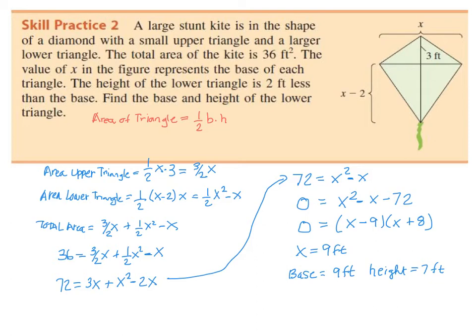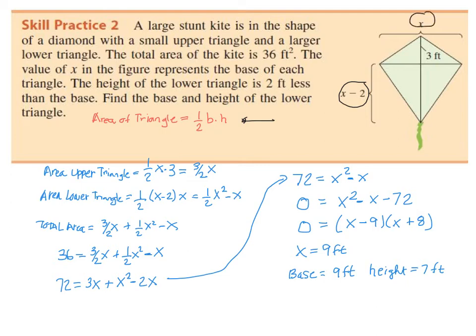So we use our strategy here. Our strategy again is area of a triangle is equal to 1/2 the base times the height. So we've already got our problem relatively set up in our diagram. The height of the lower triangle of the kite is x minus 2. The height of the upper triangle is 3 feet, and the base of both of those triangles is x.